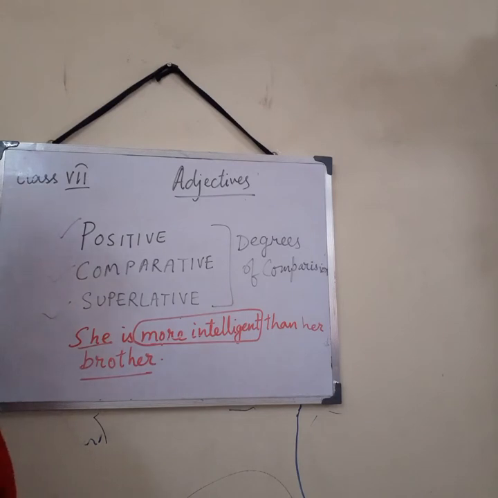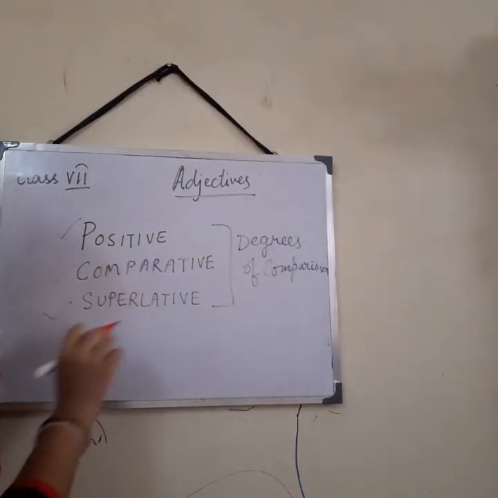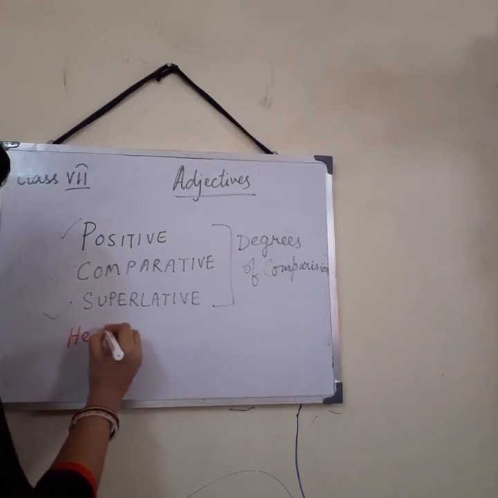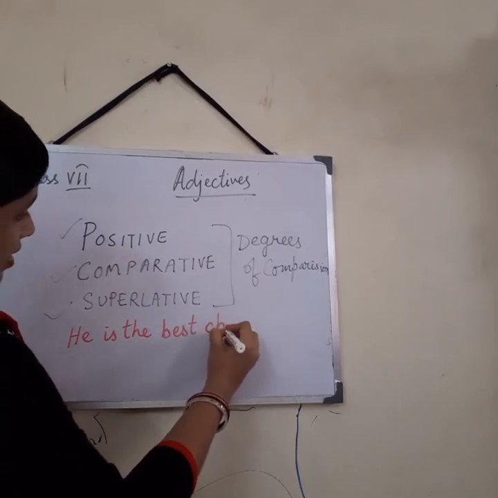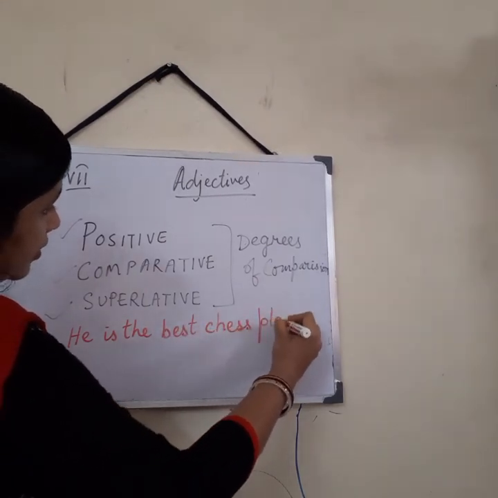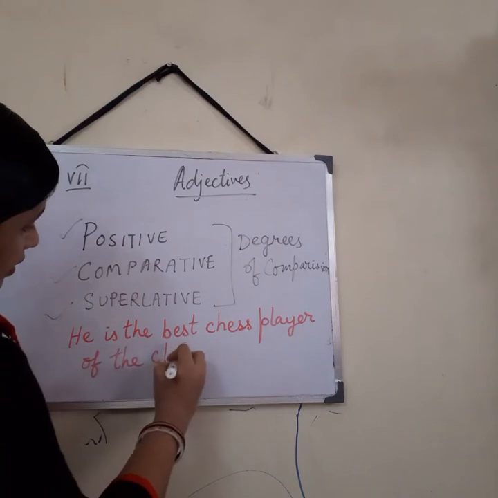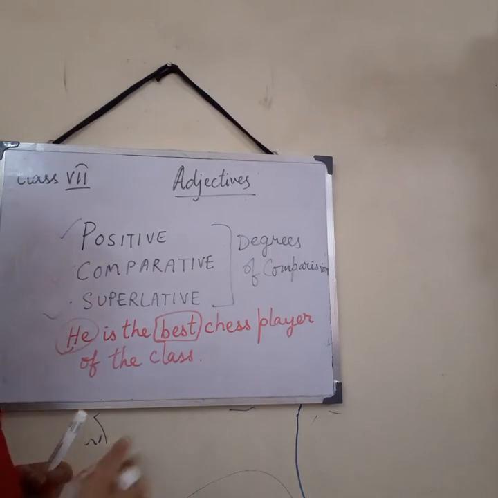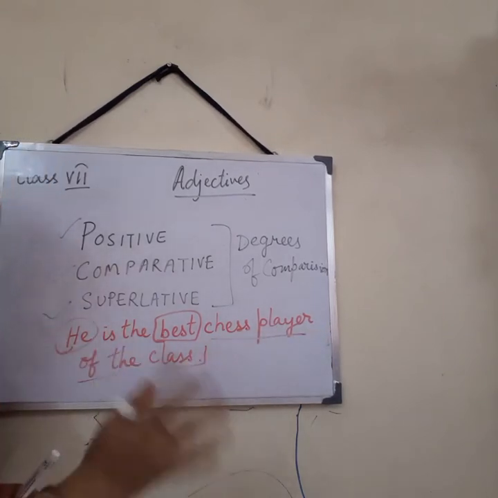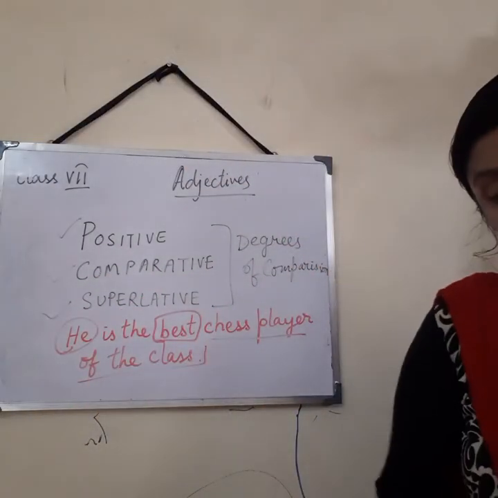Now let us look at an example of a superlative degree. He is the best chess player of the class. So best is describing this person and it is a comparison of more than two individuals of the same class. So we are using the superlative degree in this case.